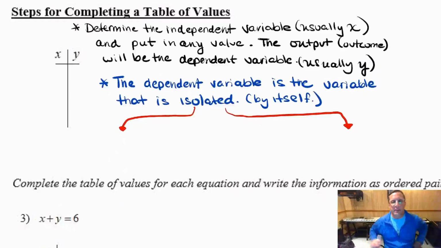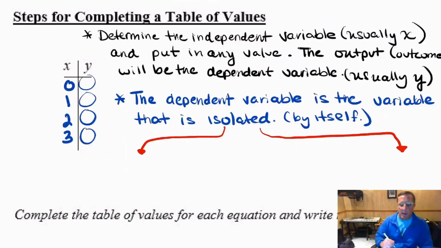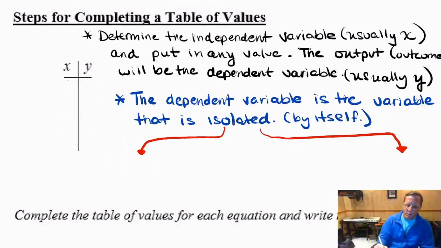All right, now the steps for completing a table of values, you guys can jot this down as well. When it comes to table of values, like when you have to put in an x and a y, you want to determine the independent variable, usually the x, and put in any value. The outcome will be the dependent variable. So a lot of times when you do this, you usually fill in one side of it. Like you'll fill in, okay, this is 0, 1, 2, and 3. And then based on those values, that's going to tell you what the y values are depending on the x values. All right? Or sometimes you'll have just the y values.